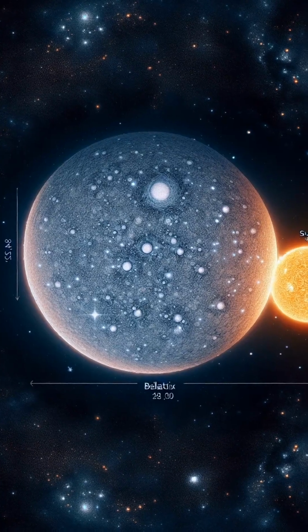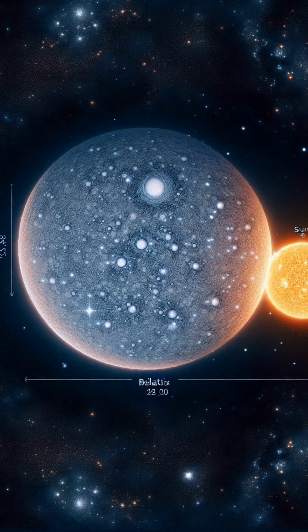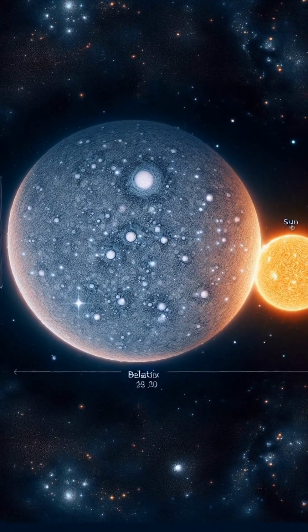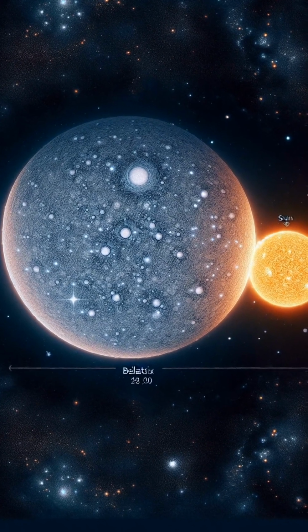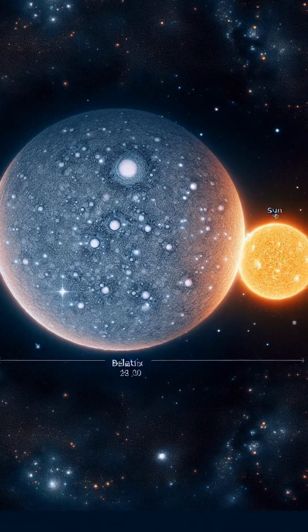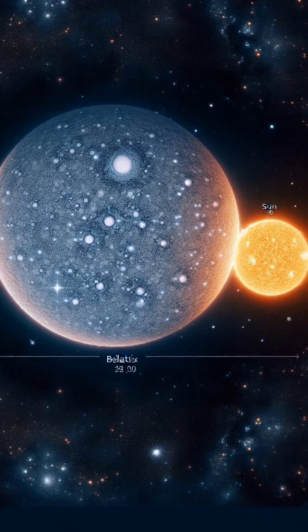The size of Bellatrix is truly awe-inspiring. With a radius 5.75 times that of our sun, it boasts a circumference of about 4 million kilometers. But it's not just big, it's also incredibly massive, weighing in at 8.6 times the mass of our sun.